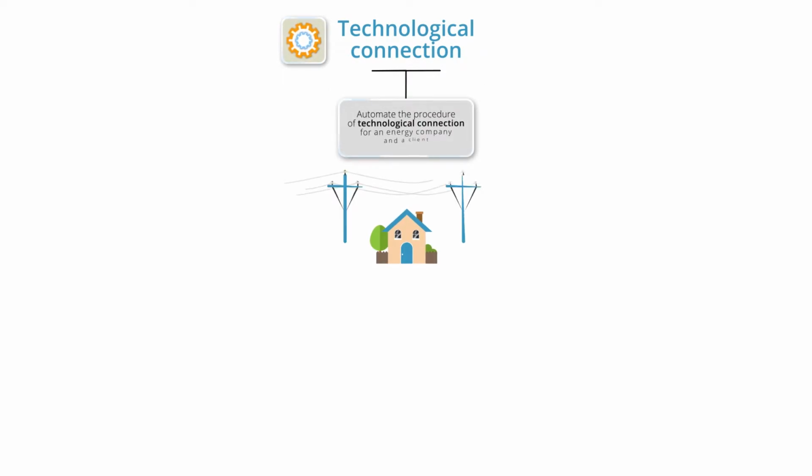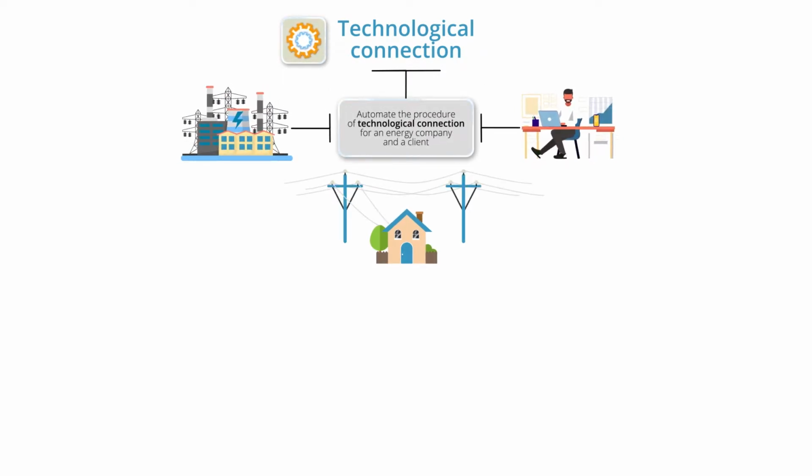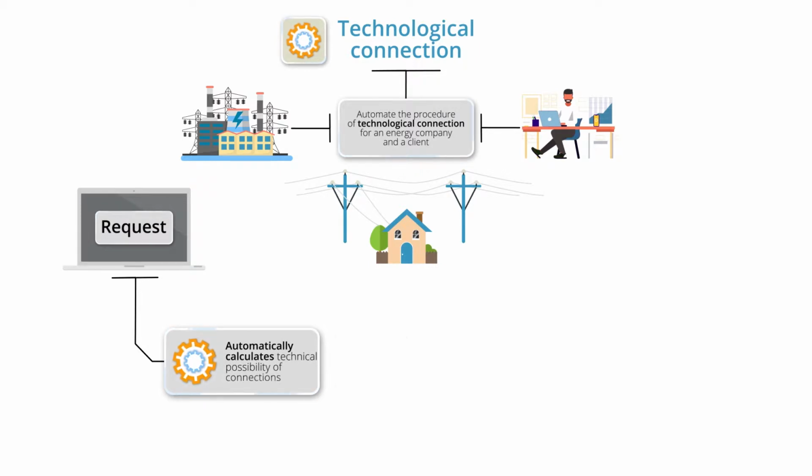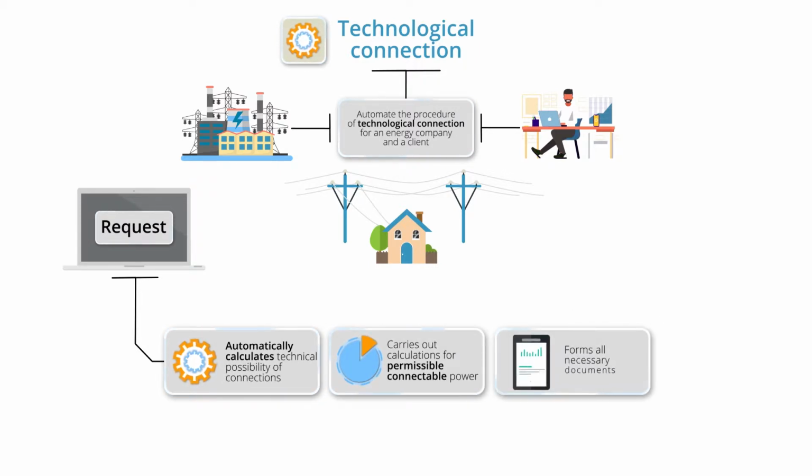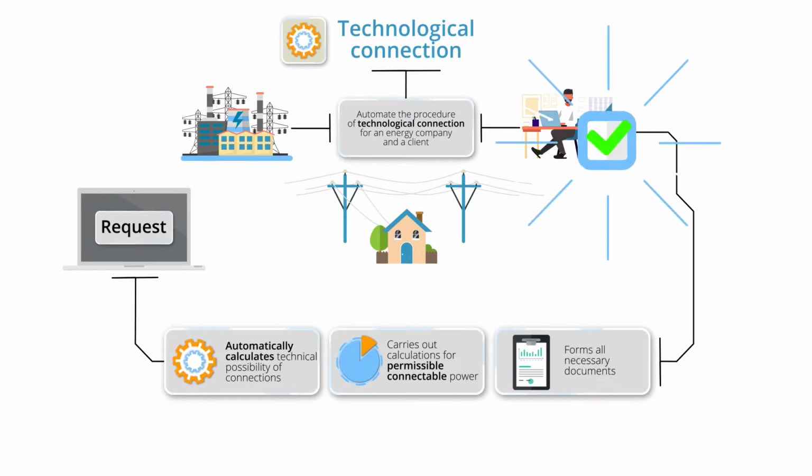Technological connection. This module automates the procedure of technological connection for an energy company as well as for a client. One can apply online. The module automatically calculates technical possibility of connections and carries out calculations for permissible connectable power. It then forms all necessary documents on all stages of the connection.